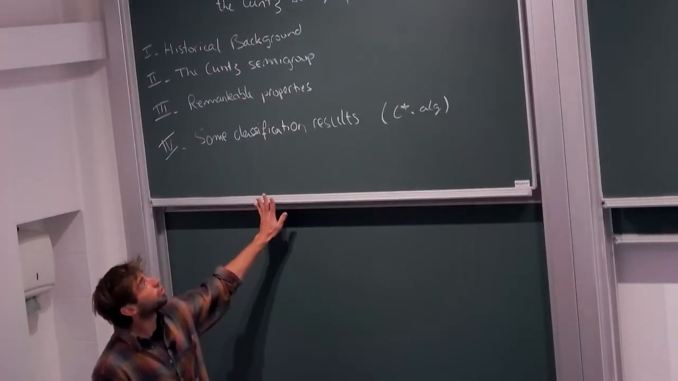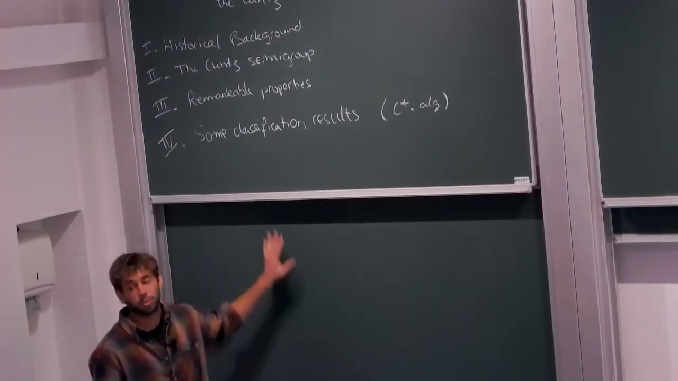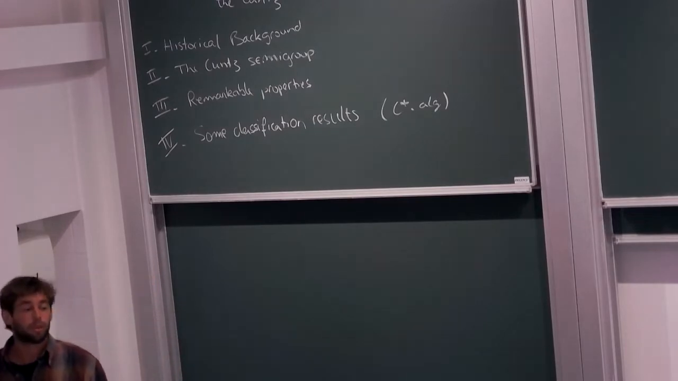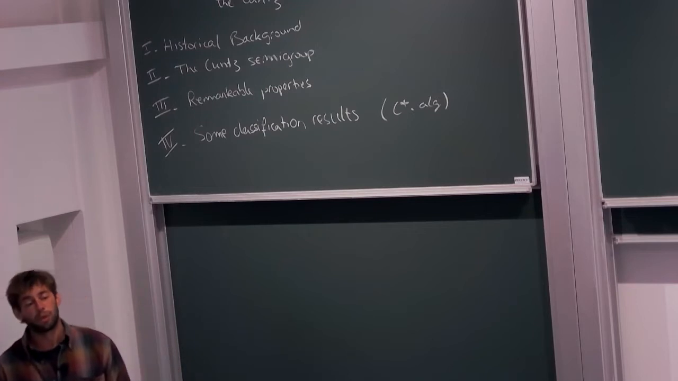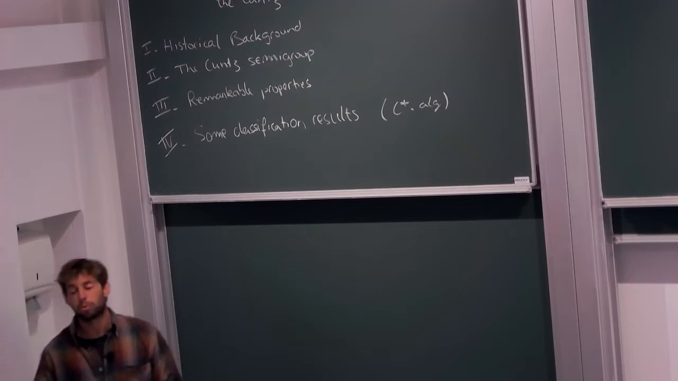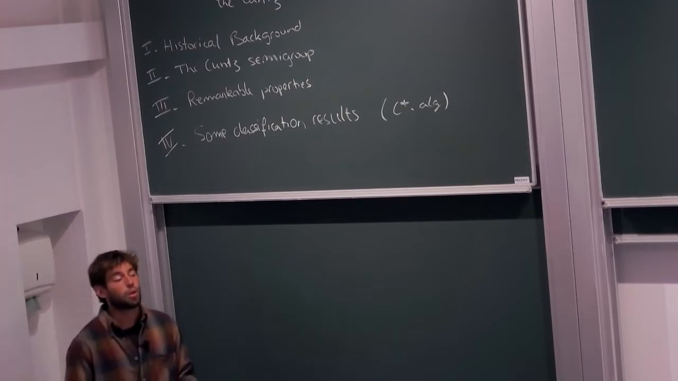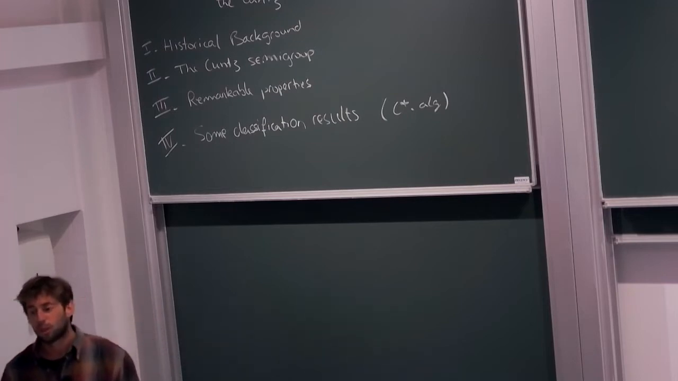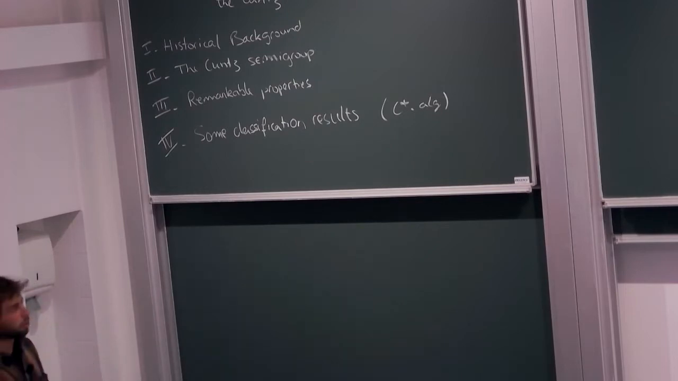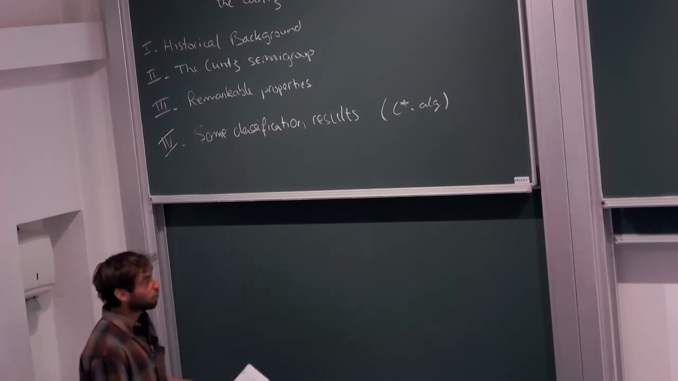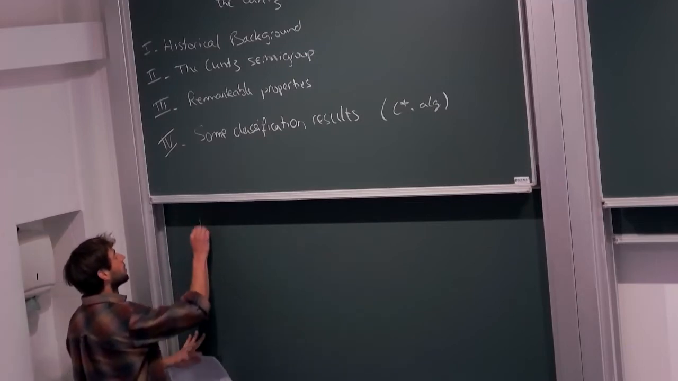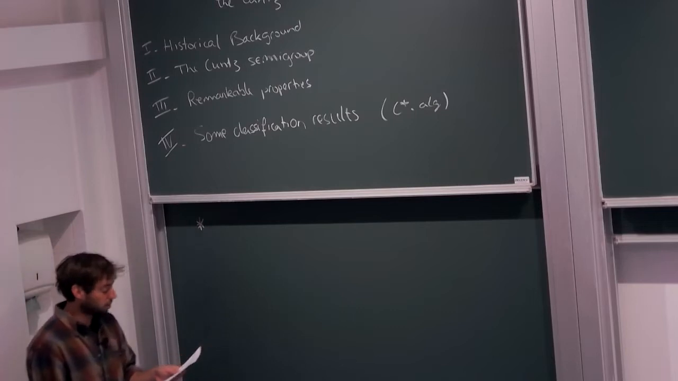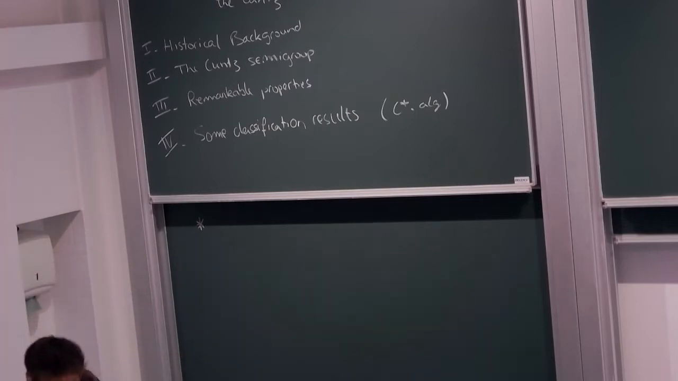I guess most of you have heard about the Cuntz semigroup. Maybe you've heard that the Cuntz semigroup is more or less the Murray von Neumann semigroup, a generalization of it. And instead of taking projections, we generalize to positive elements, which is a good way to think about the Cuntz semigroup. So if I want to go back to where it all started, I have to first speak about the Murray von Neumann semigroup.